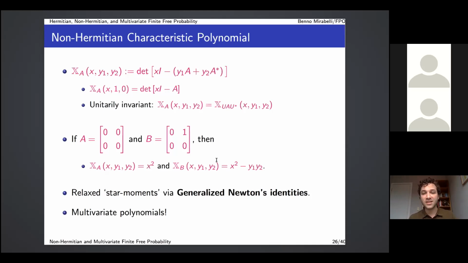A nice thing about this is that the coefficients of this non-Hermitian characteristic polynomial can be directly related to the coefficients of the relaxed star moment generating function through a generalization of Newton's identity. So we can go back and forth between these frameworks. And so that's a nice property. But now, as you see, before we were studying single variate polynomials and their roots. Now we have multivariate polynomials. What can we even say about these objects?